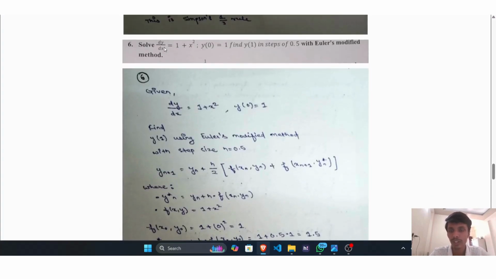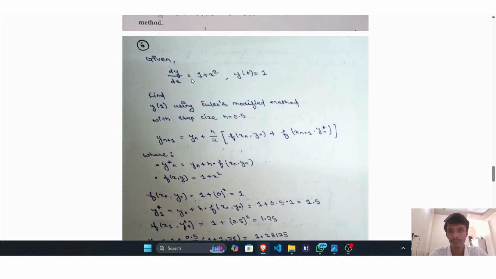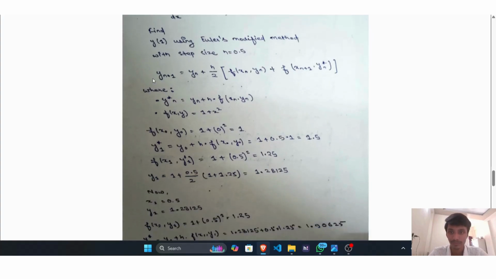Question number 6. Solve dy/dx equals 1 plus x square, with y(0) equal to 1. We have to find y(1) in steps of 0.5 with Euler's modified method. Euler's modified method is defined as follows: first we have given dy/dx equals 1 plus x square and y(0) equals 1. So we have to find y(1) with step size 0.5.